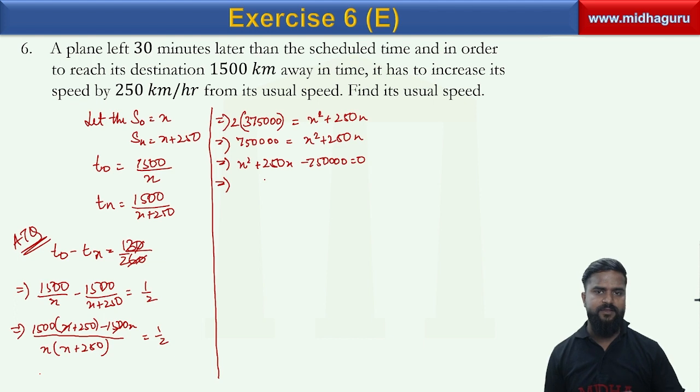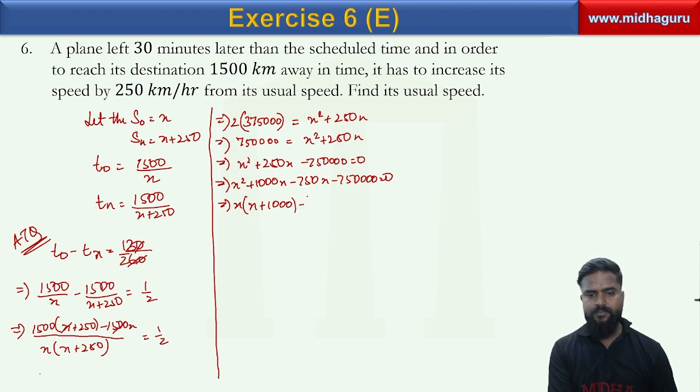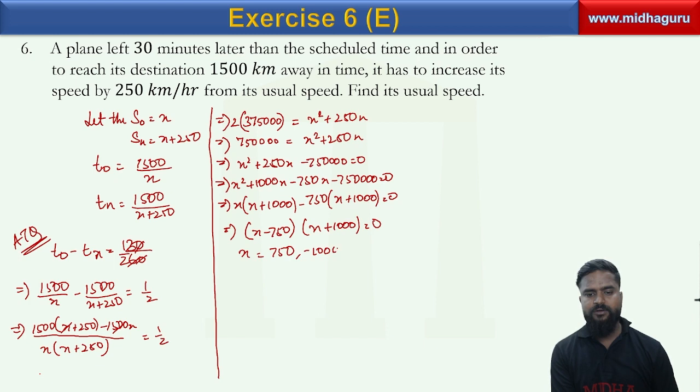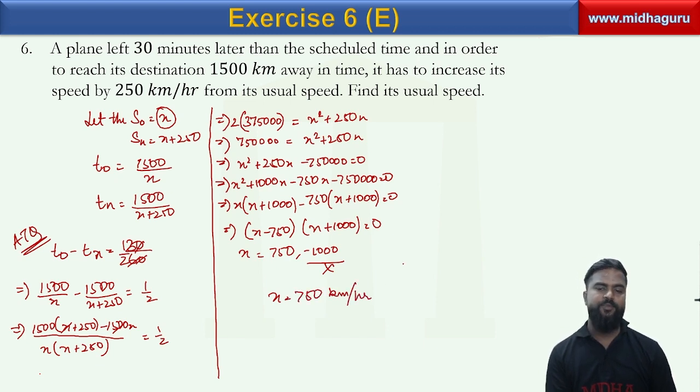So now splitting plus 250 such that the two coefficients give us a product of minus 7,50,000 and a sum of plus 250. So we'll do 1000x minus 750x minus 7,50,000. Take x as common, we get x plus 1000. And taking minus 750 as common, again we get x plus 1000. So x minus 750 into x plus 1000 is equal to 0. So x is either equal to 750 or equal to minus 1000. Since x was a speed, it cannot be negative. So the original speed of the plane was 750 kilometers per hour.